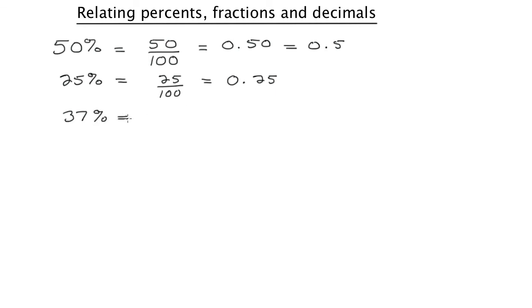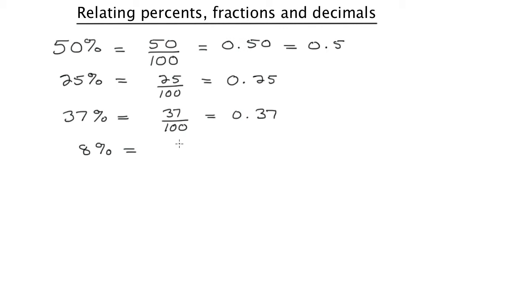37%. Here's another example. Well, looks like 37%. And that's 37 hundredths. It looks like this as a decimal. Right? You've got to be able to go between any of these. One last one. This gets people confused sometimes.